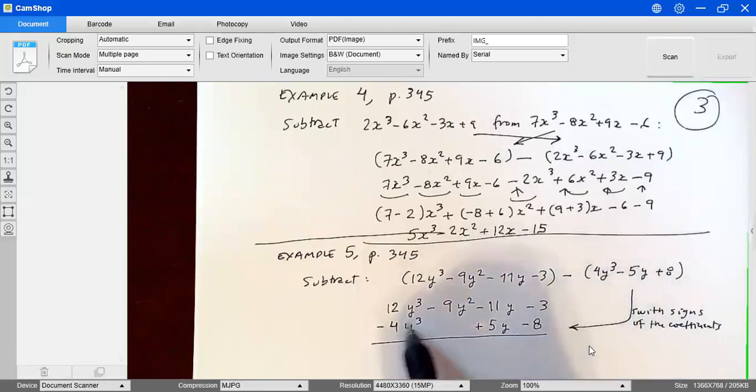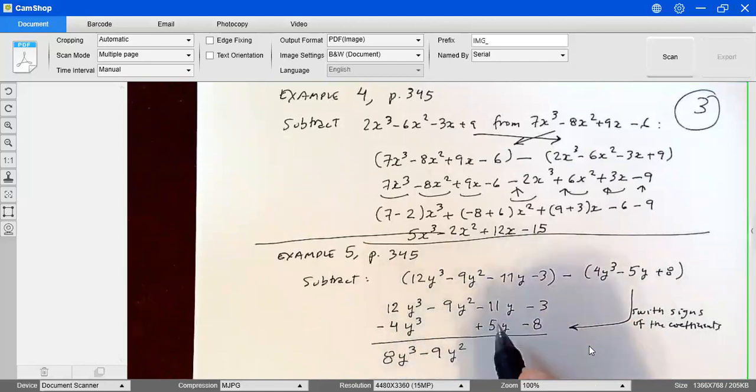So now we treat this last operation as an addition. So we combine like terms, we combine coefficients. 12 minus 4 is going to be 8y cubed. You just bring down this one, negative 9y squared. Then negative 11 plus 5 is going to be negative 6y.